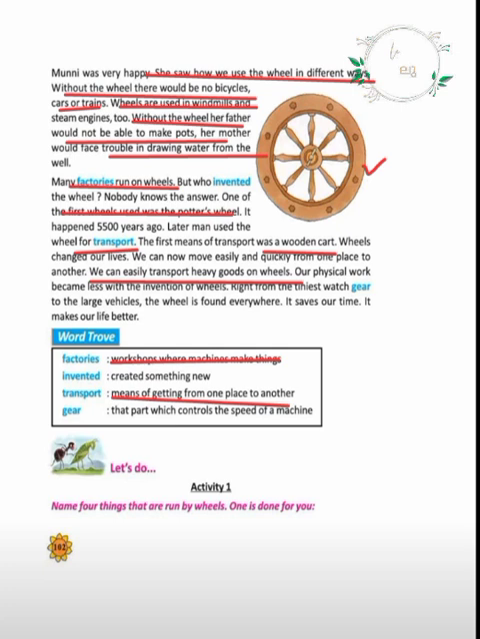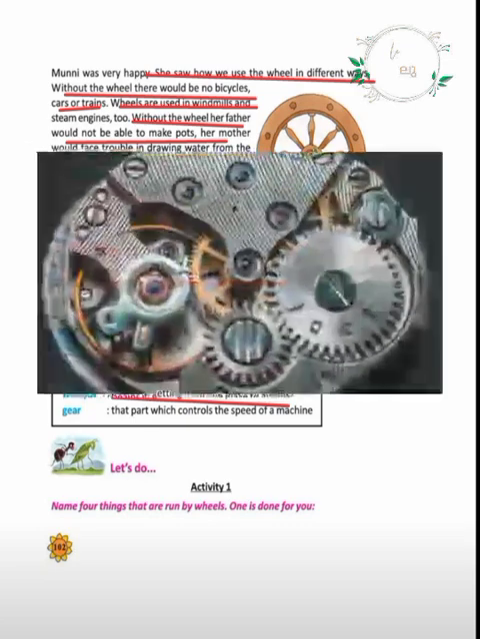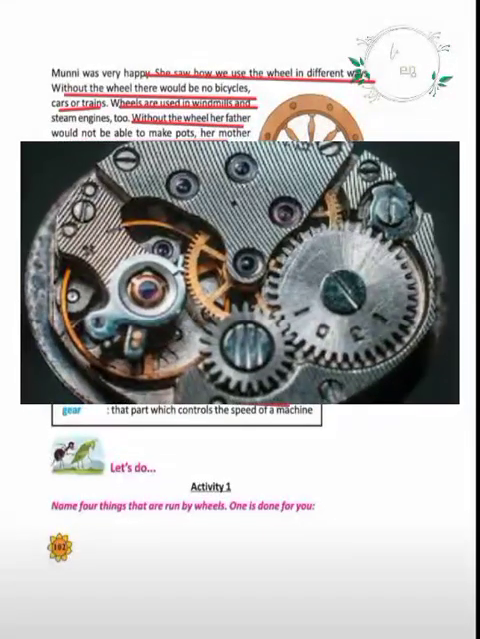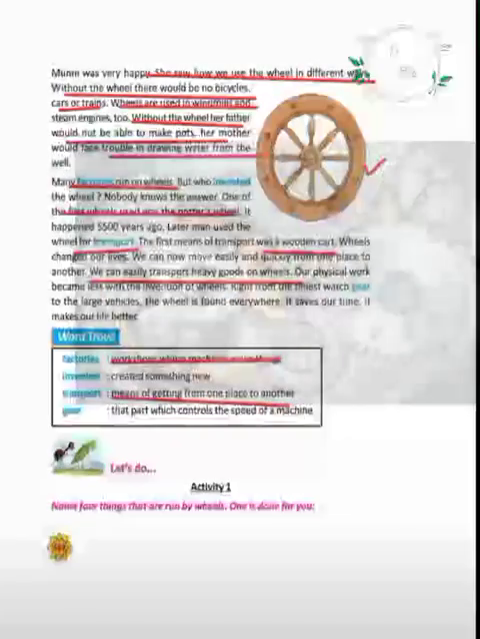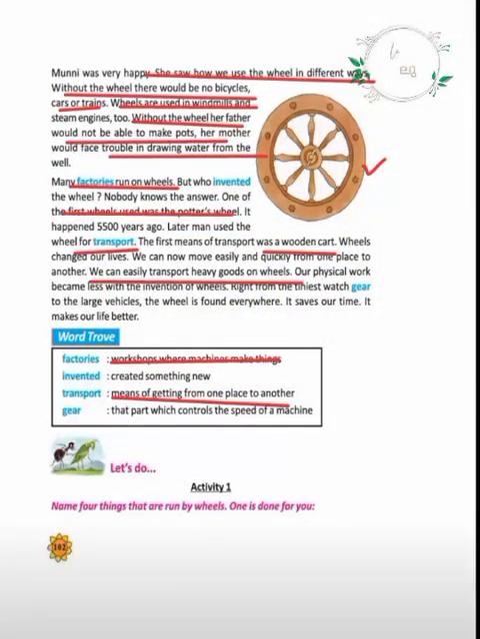Right from the tiniest watch gear to the large vehicles, the wheel is found everywhere. From the tiniest watch gear. See in this picture, this is a watch gear. Large vehicles also need wheels. So everywhere you can find wheels. It saves our time and it makes our life better.